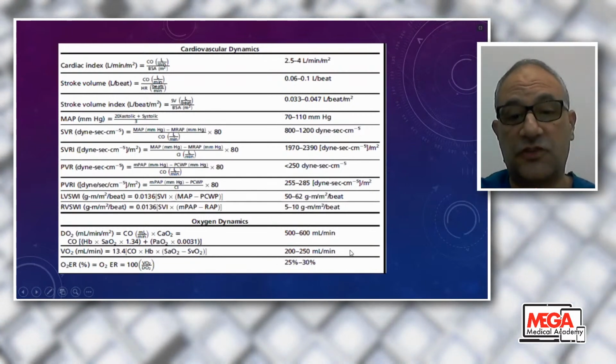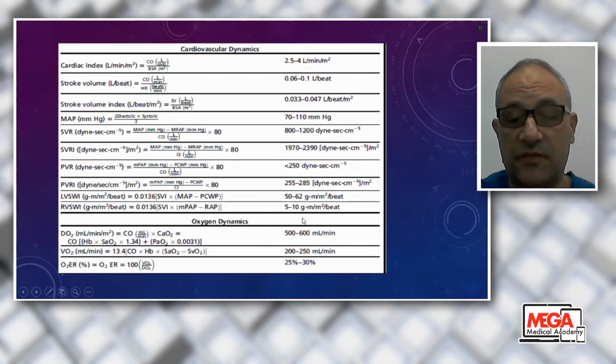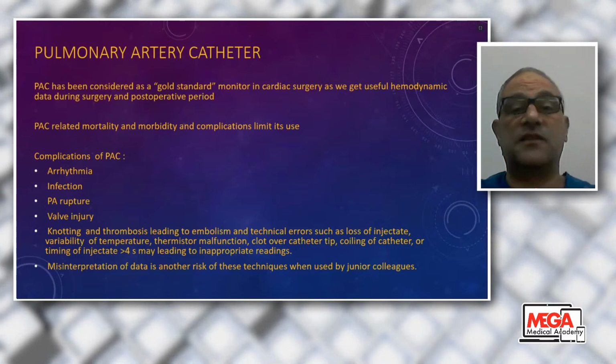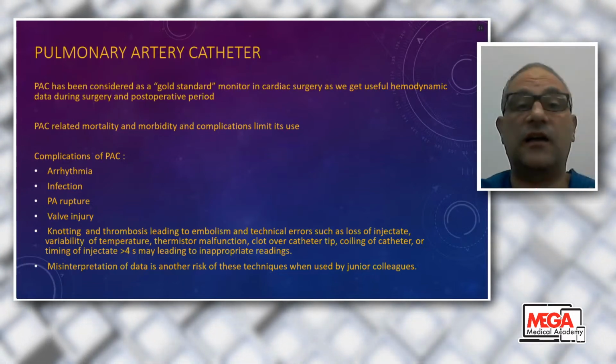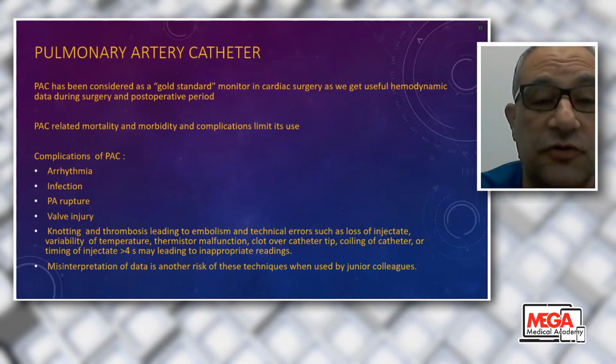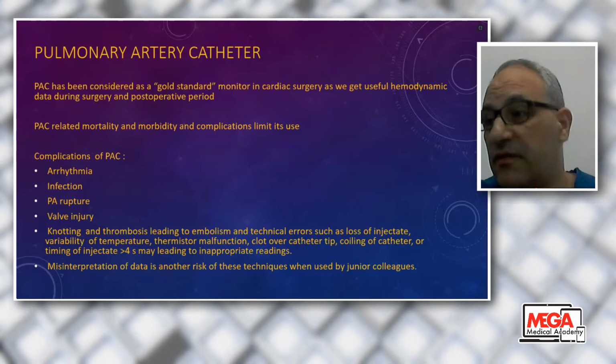These are the oxygenation dynamics, oxygen parameters, which are very valuable in the pulmonary artery catheter. It is a gold standard. We get continuous useful hemodynamic data during surgery and post-operative, but it has its own complications which limited its use.